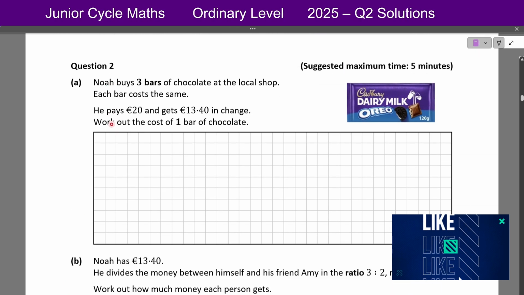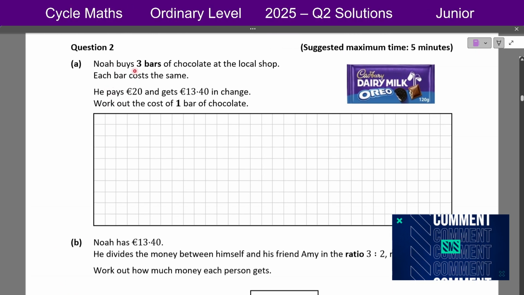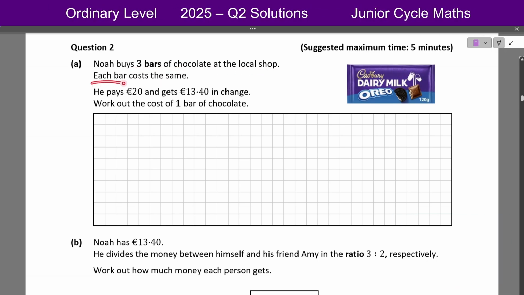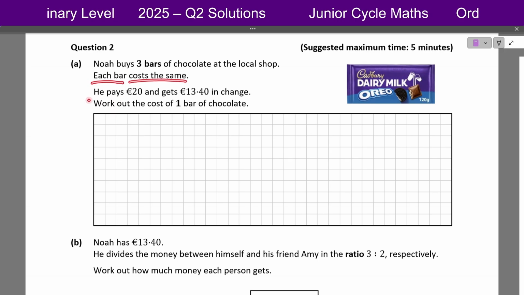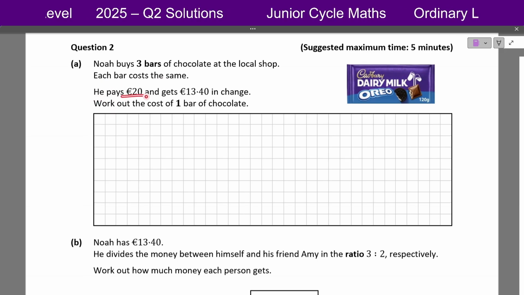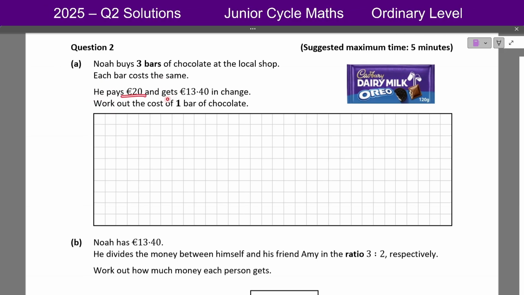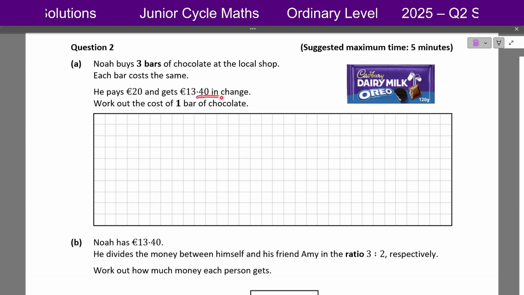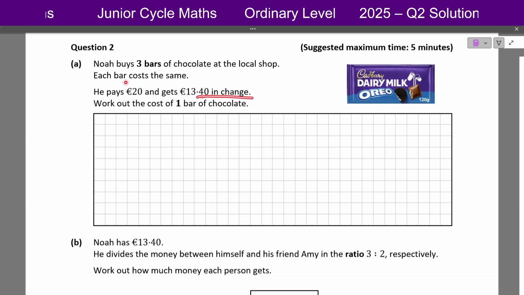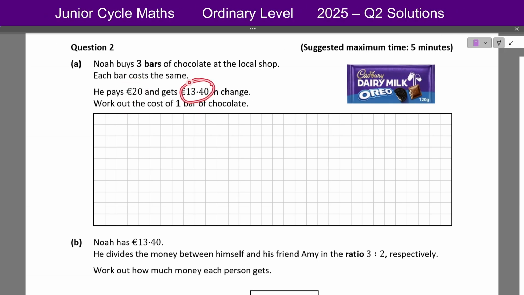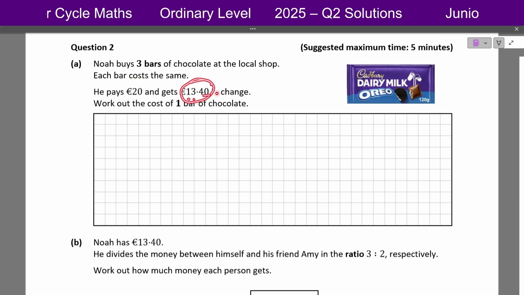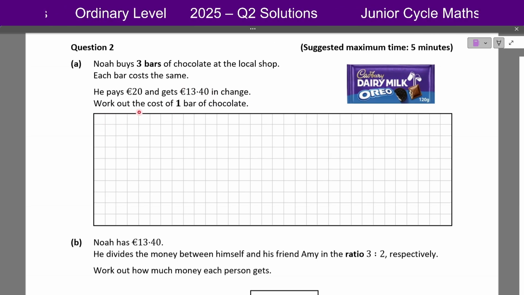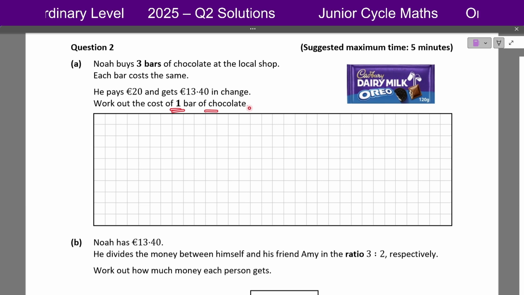In the first part, it says that Noah buys 3 bars of chocolate at the local shop and each bar costs the same. He pays 20 euros and gets back 13 euros and 40 cents in change. So he paid the 20 and he got as change 13 euros and 40 cents. In this part, we need to work out the cost of 1 bar of the chocolate.